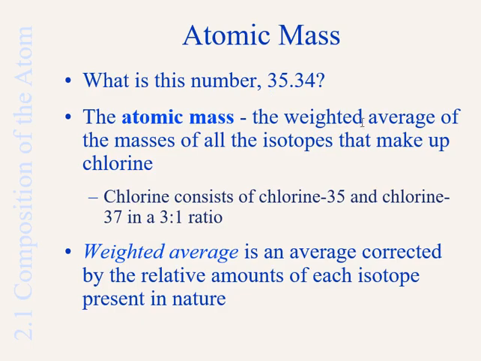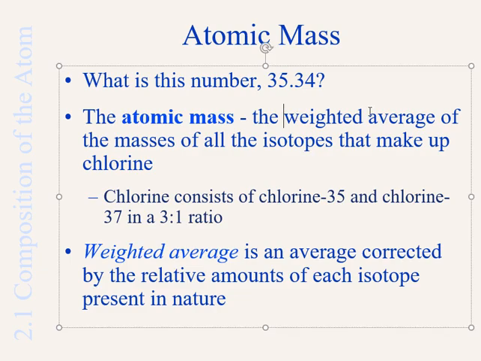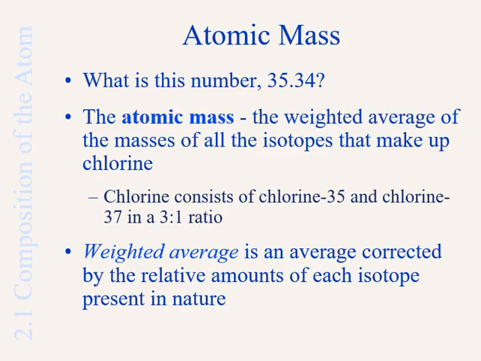The atomic mass is the weighted average of the masses of all the isotopes that make up that element, in this case chlorine. What's the weighted average? For example, if I say that there are two people, one weighs 100 pounds, the other weighs 200 pounds, what's the average? You would add them up, 100 plus 200, that's 300, and divide by 2, the total, which would give you 150. Well, what you just did was find the simple average.